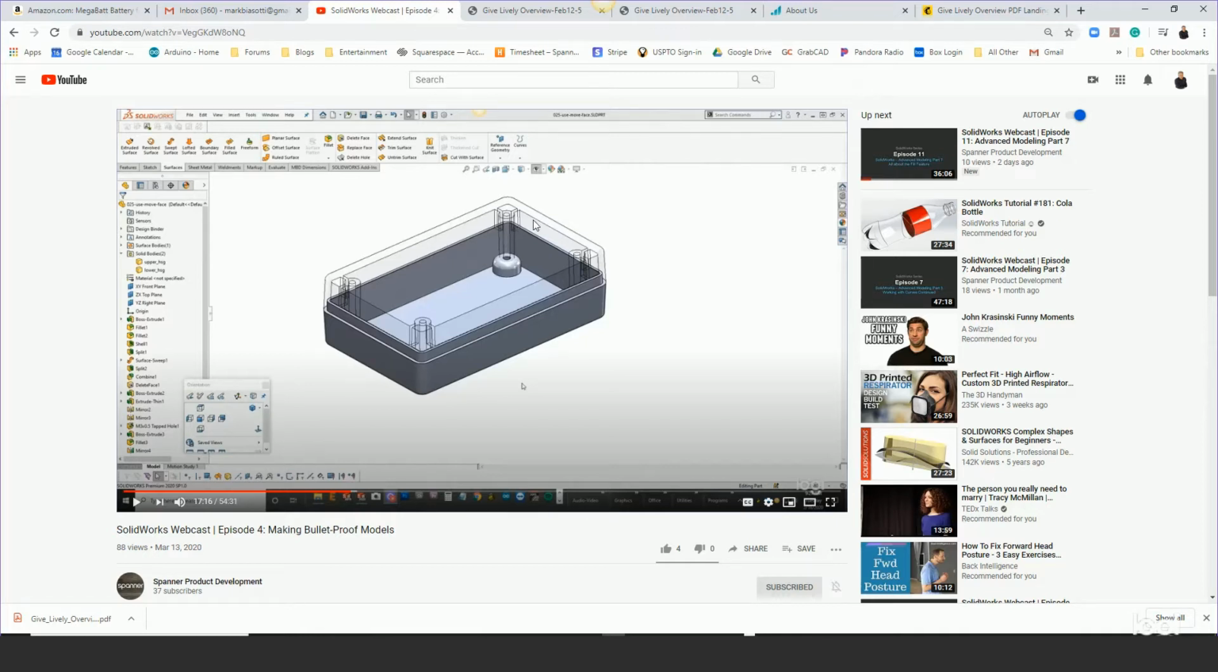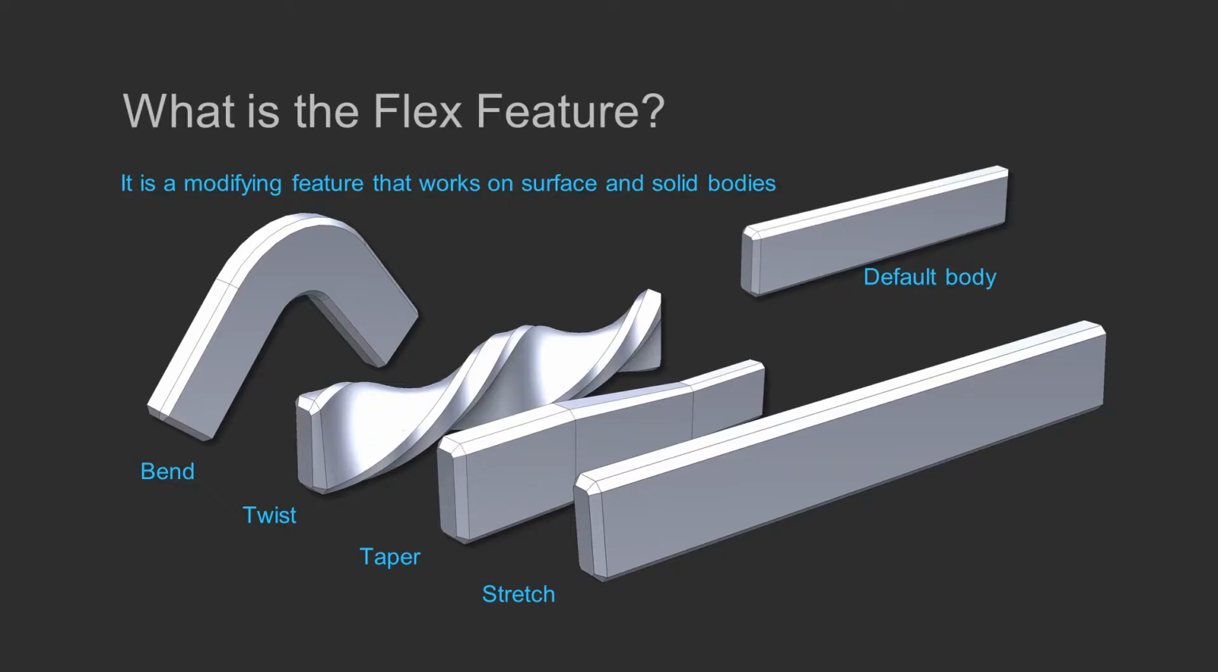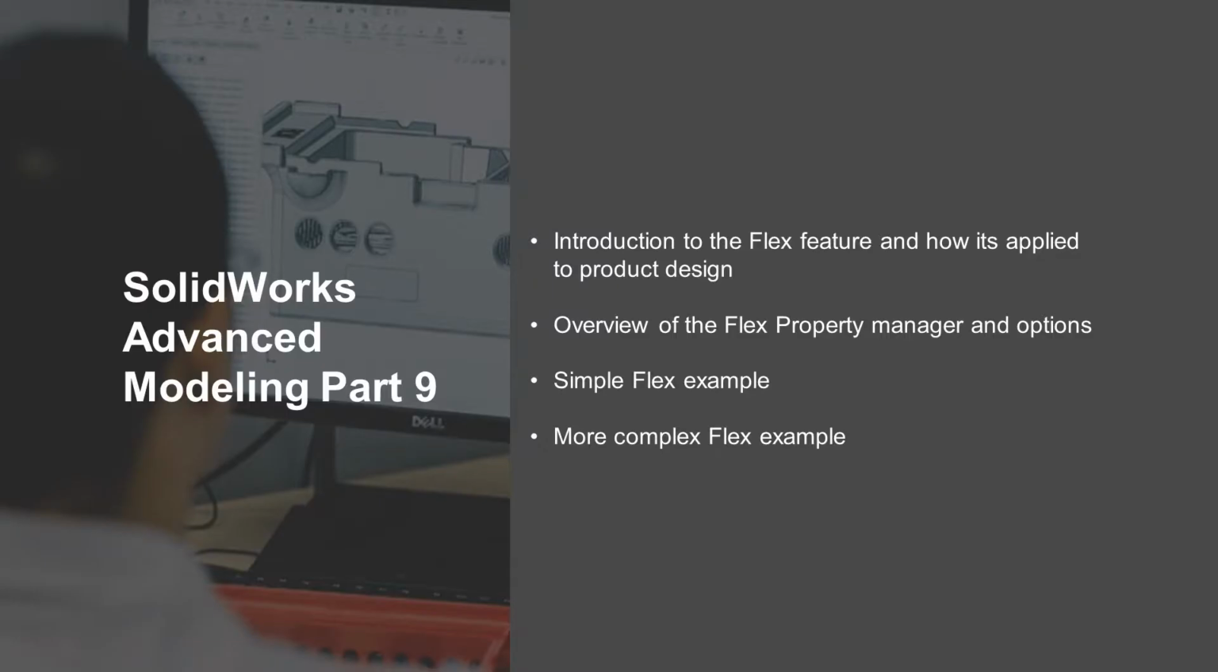So let's move on to talking about the Flex feature. In today's episode, we'll talk about the Flex feature and how it can be applied to product design. And then I'll bring up a simple Flex example and we'll review the Flex Property Manager, talk about how to fill it out to get your particular flexes, as well as the options that are involved there. And then we'll look at a few more examples of how Flex can be used, and then we'll finish with a more complex Flex example.